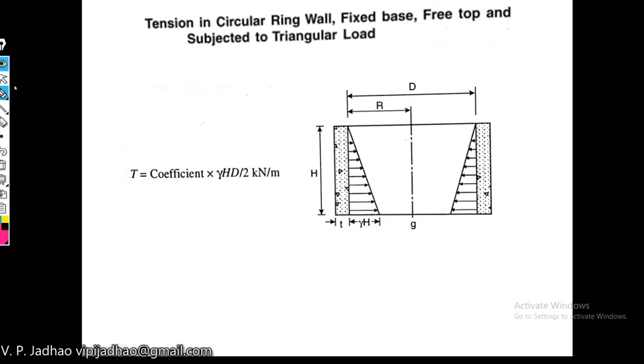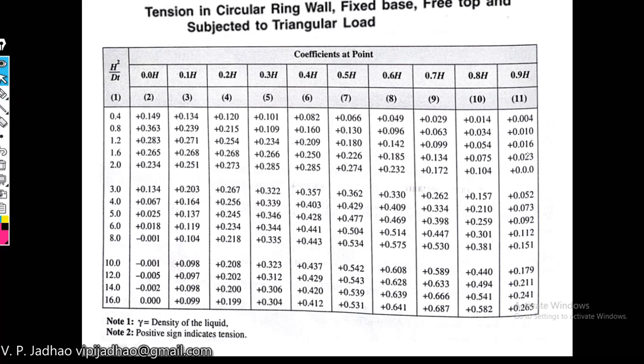So this is how we will be determining the value of coefficient for hoop tension. Again, you have to keep in mind the positive sign indicates tension. This point you have to keep in mind, and gamma is the density of whatever liquid we are retaining.